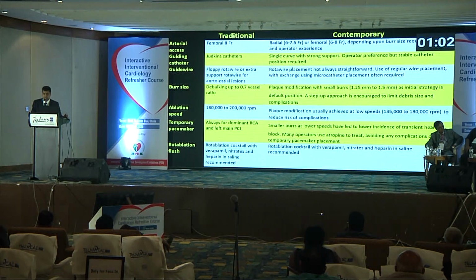Burr size, we generally start with a lower size, 1.25 to 1.5, having a burr-to-vessel ratio of 0.6, and we can stepwise increase it. And ablation speed is in the range of 135,000 to 180,000. Temporary pacemaker in case of RCA and dominant RCA definitely, but it can be avoided with smaller burr size and lower speed, and a cocktail flush should be used.